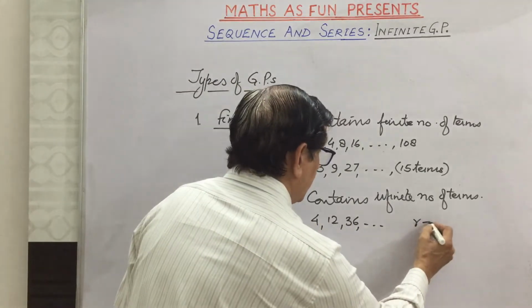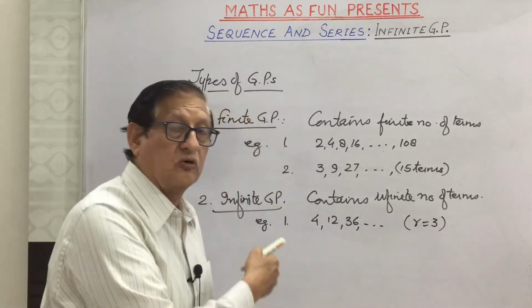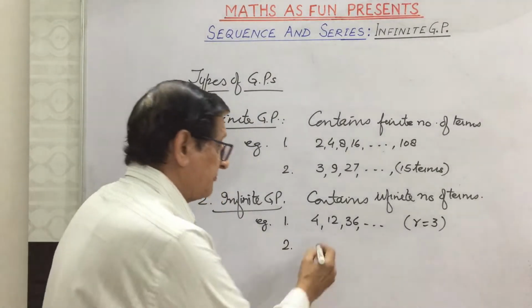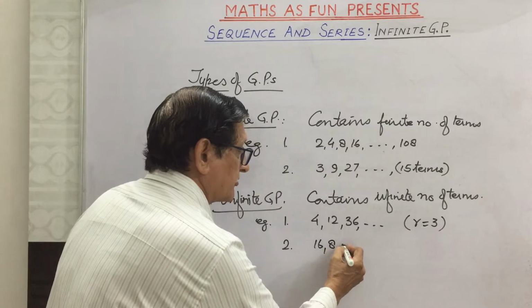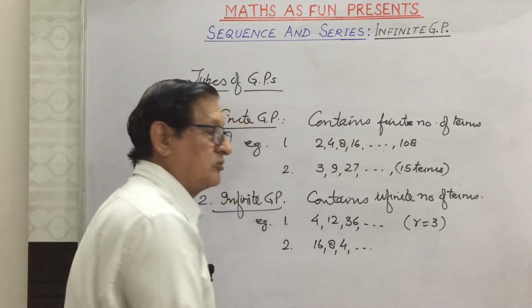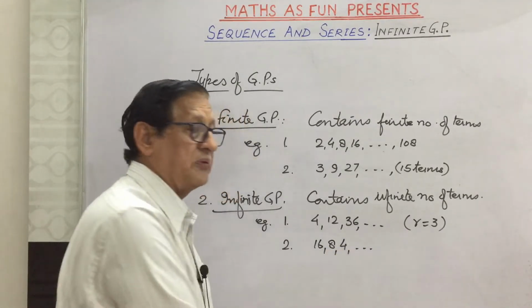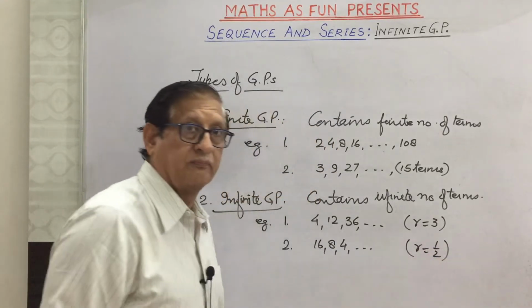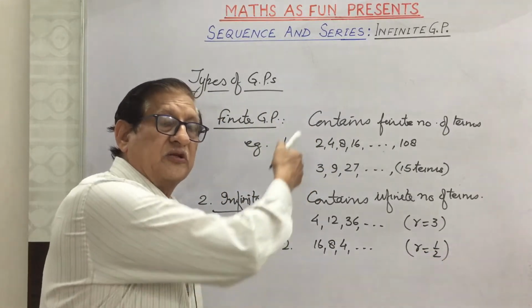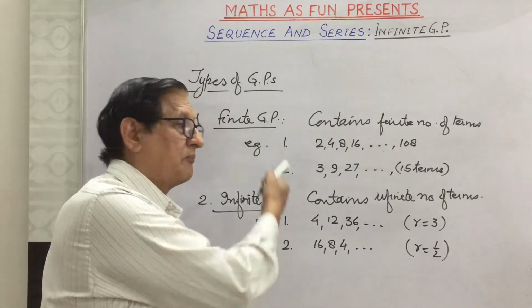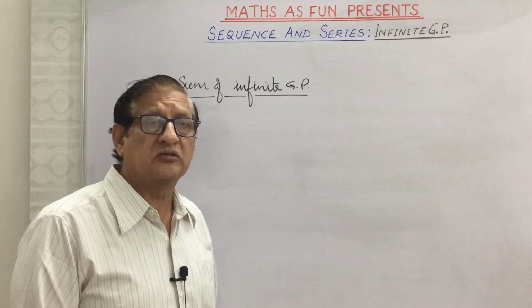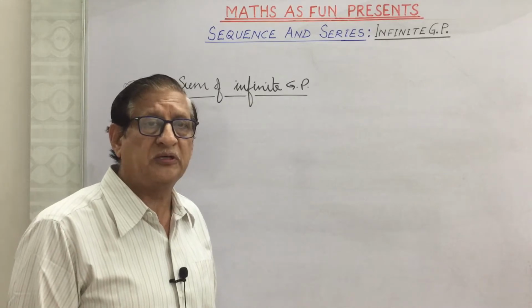Here we find R is 3, that is the common ratio. Second example we may have 16, 8, 4 and so on. It is also an infinite GP, and here the common ratio R is 1/2. So we can differentiate between the two types by the number of terms. Now we will discuss finding the sum of an infinite GP.